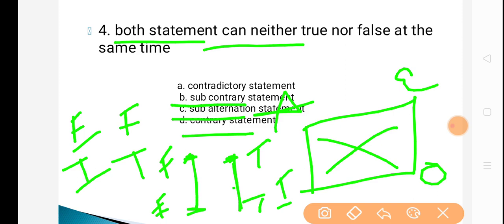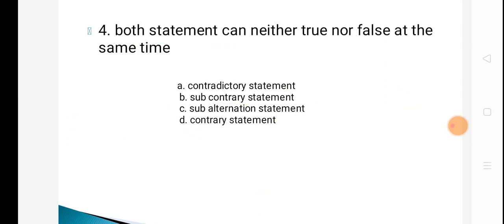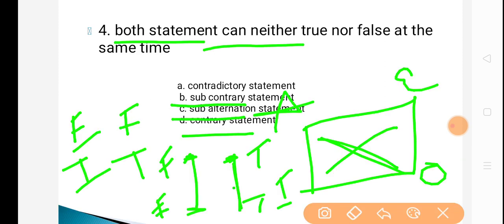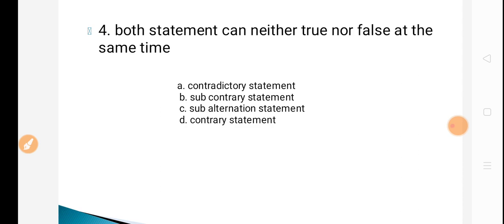So that's from the contradictory statement. Under the contradictory statement, if one is true, the other is false. If one is false, the other is true. They are not true at the same time here. So we can say that it's from the contradictory statement. Here the answer is contradictory statement. Okay, so we are moving toward the next.